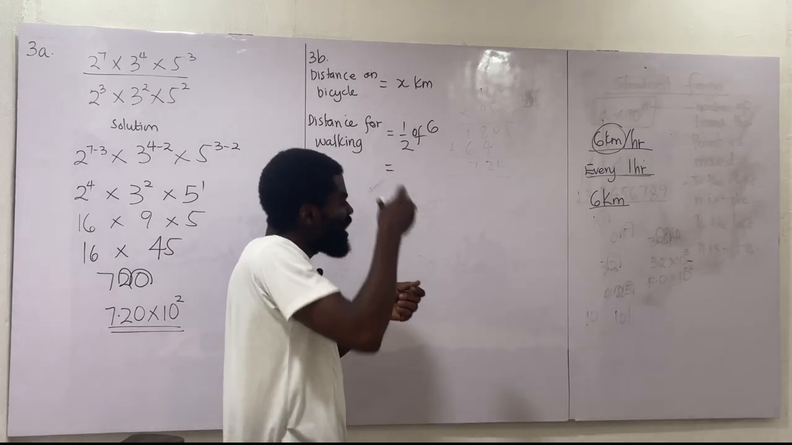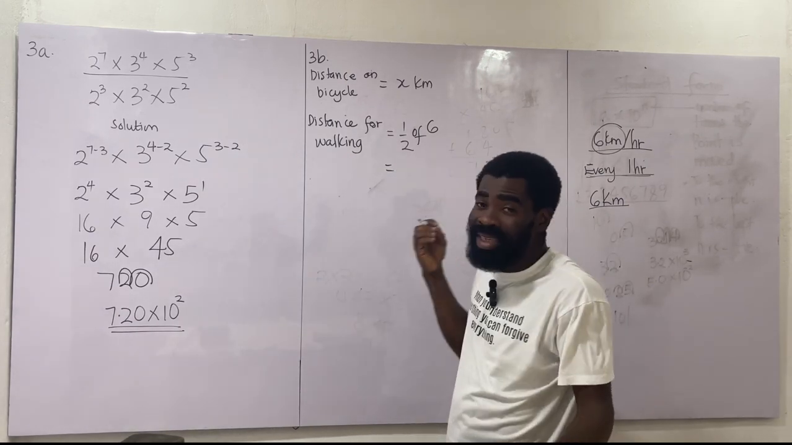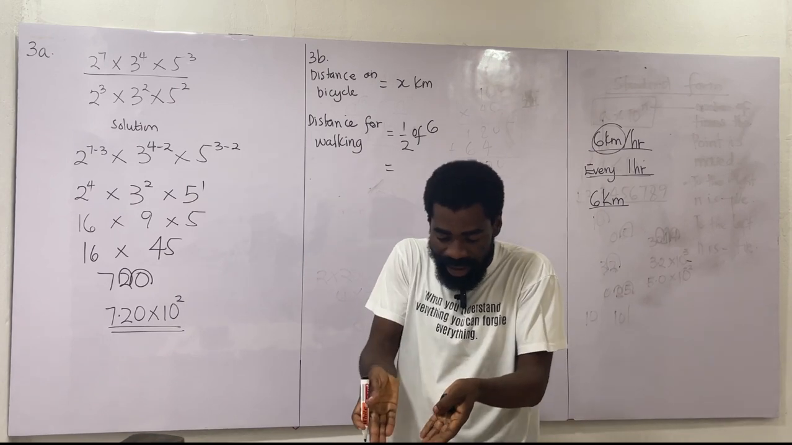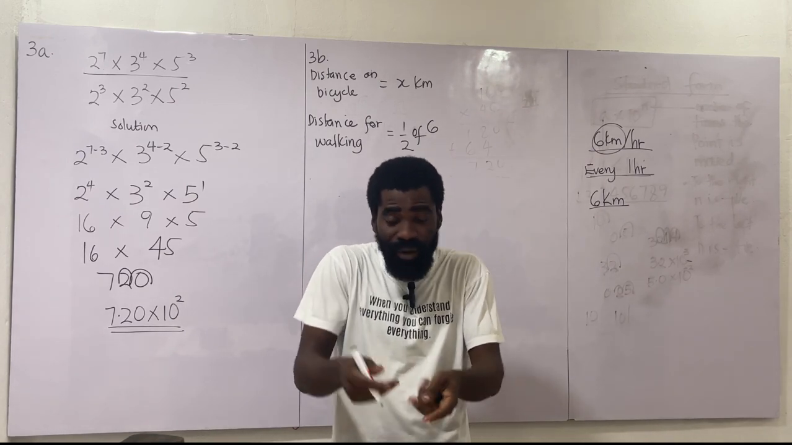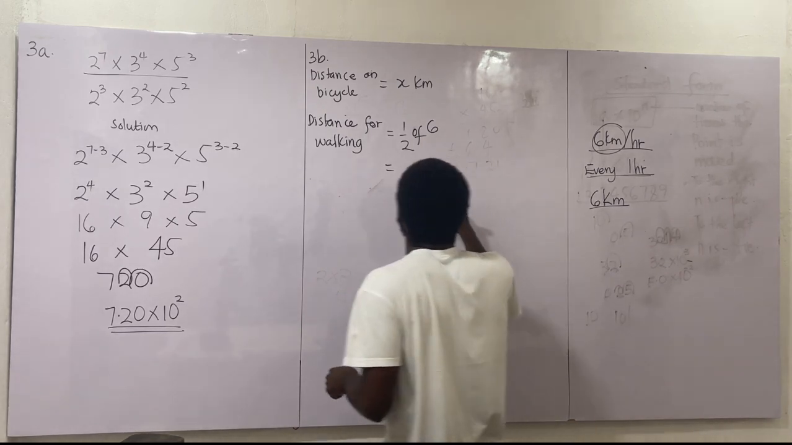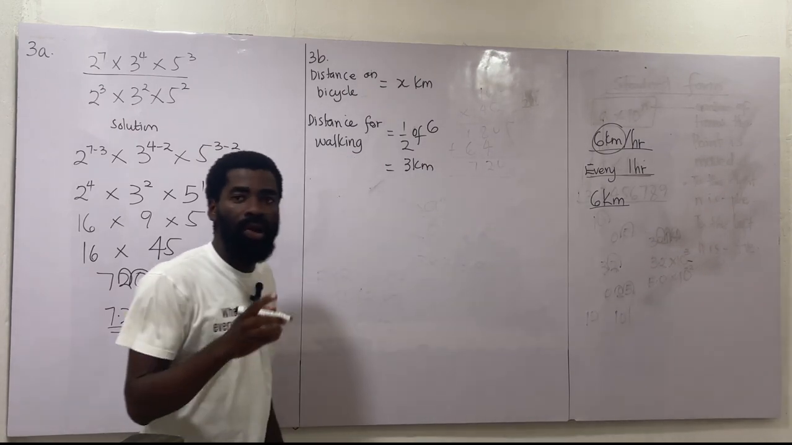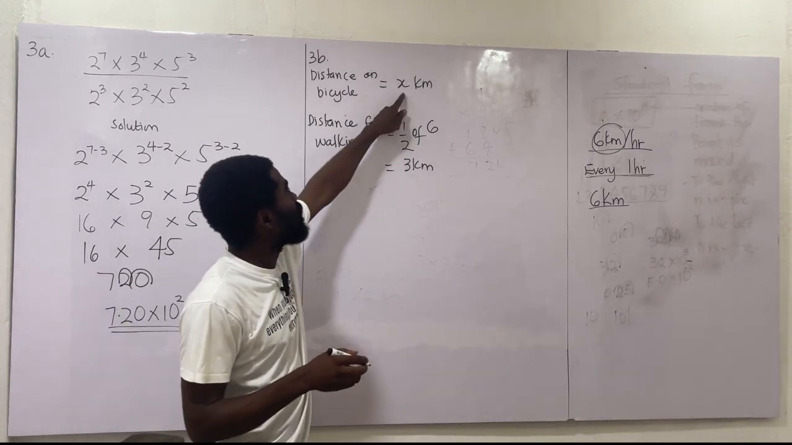So if the guy walked half of the 6 kilometers, then what was his distance? Very simple. So listen to the question very well and read well, because I also say that most of these answers are in the question. If the question tells me half an hour at a rate of, that means multiplication. So half of 6 kilometers will give me 3 kilometers. That means Kwame walked for 3 kilometers and rode the bicycle for X kilometers.